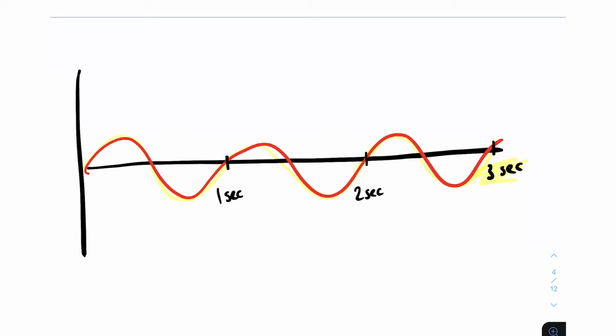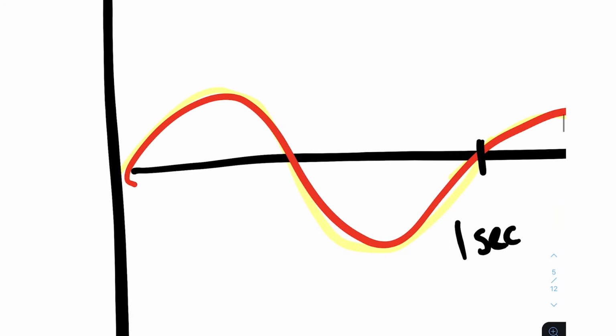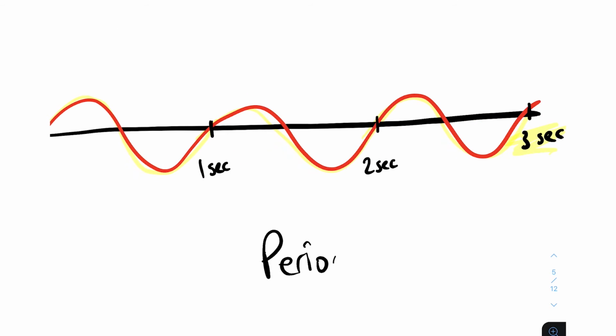We're only interested in the time in seconds it takes for the waveform to complete 1 cycle. Let's just look at 1 cycle here. How long does it take to complete 1 cycle? 1 second. Hence, the period of this waveform is equal to 1 second.